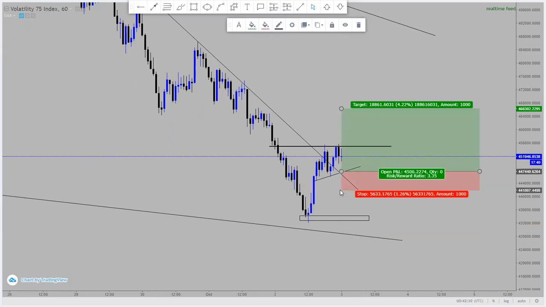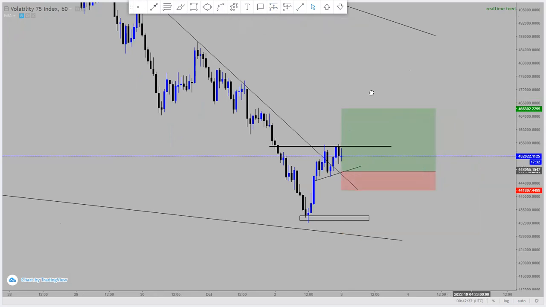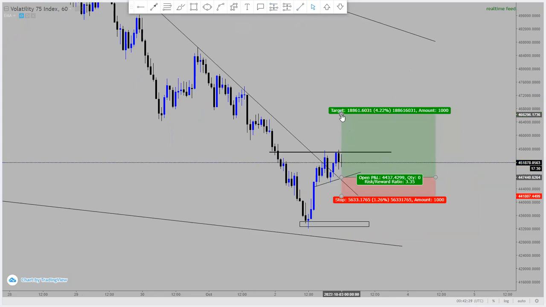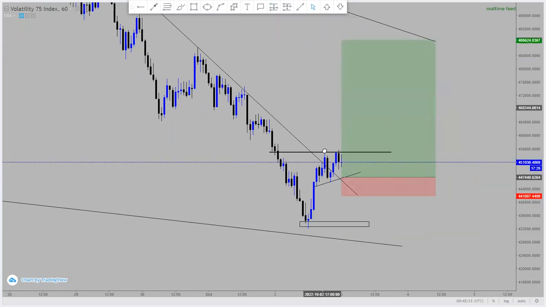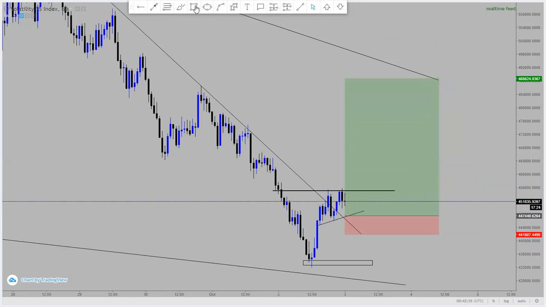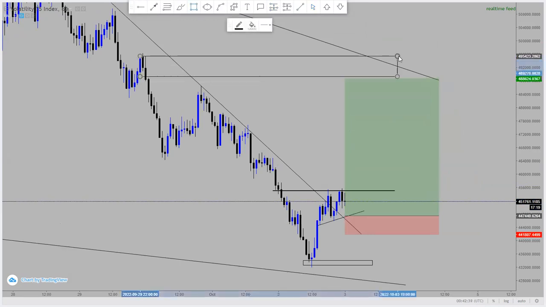So here, if it rejects there, you can even use a $5 stop loss with the minimum lot size. Minimum lot size is giving us a $5 stop loss, meaning if ever you have a bigger account, you can use that concept of risk to reward and see how much you can actually risk on that opportunity.